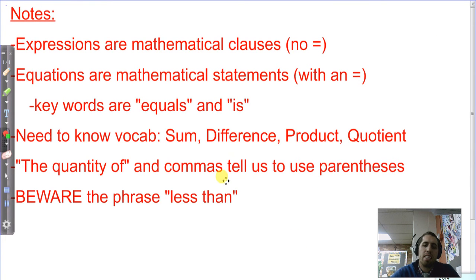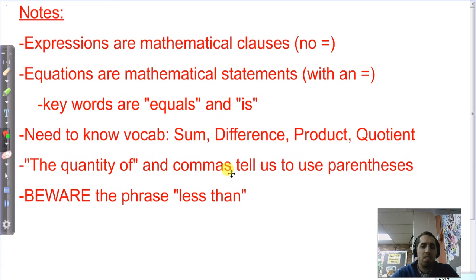Some notes to take down are that expressions are mathematical clauses. So I'm going to try and be Mr. Barrett right now and talk about the fact that a clause is an incomplete thought, so it cannot stand on its own as a sentence. It's not complete, so it just expresses part of an idea. So an expression is the same way. You don't have a final answer. You're just talking about combining some numbers, but you don't know what it's going to be equal to. Some numbers are variables. You don't know what it's going to be equal to, though.